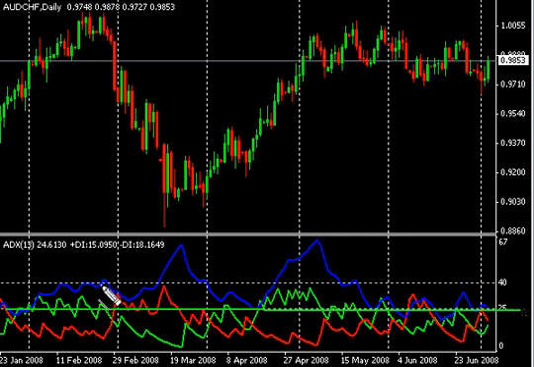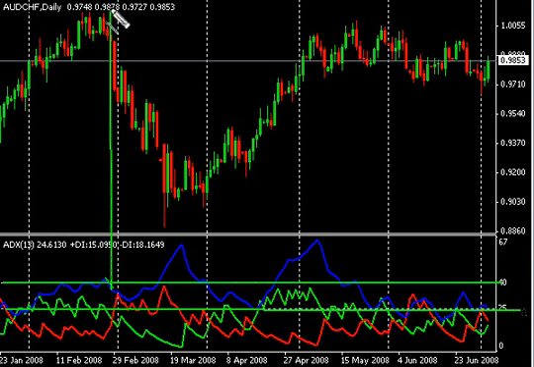Now if it goes up and then drops down below 40, that is a good indication that that trend is over. And in this case it was a good indication that this downward trend was over.